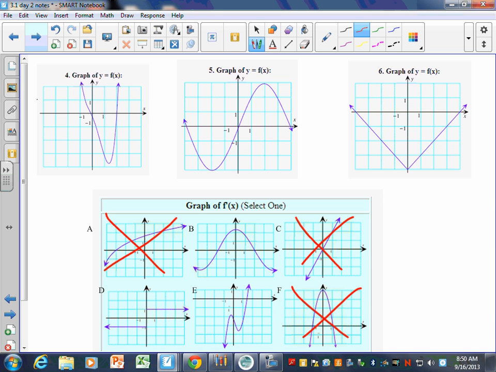Now, in your homework today, you have 4 of these that you're going to match the function with this derivative. Okay about this?